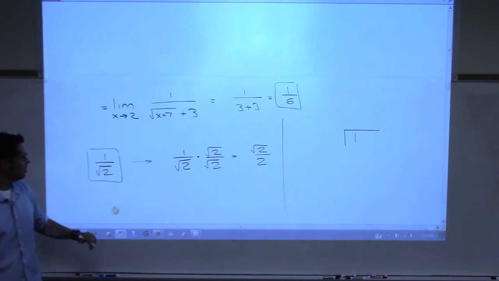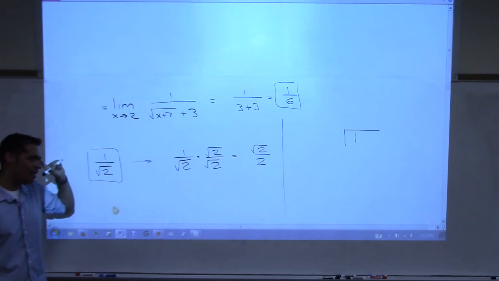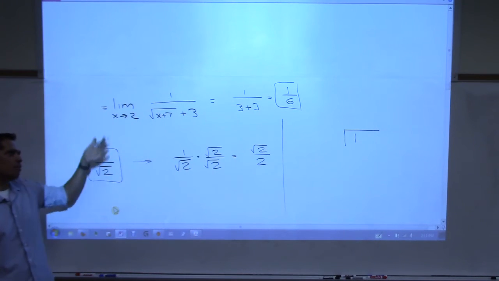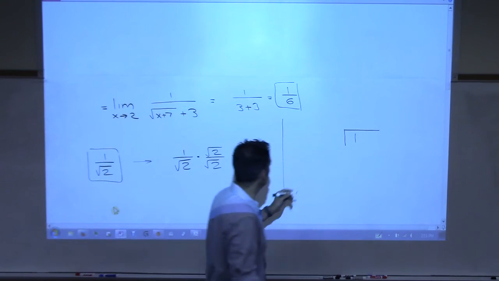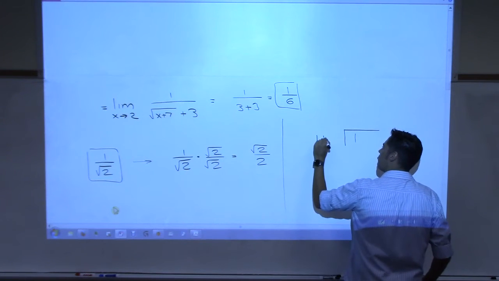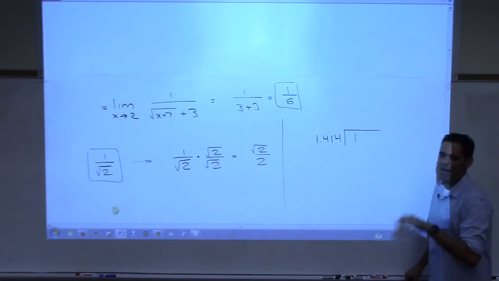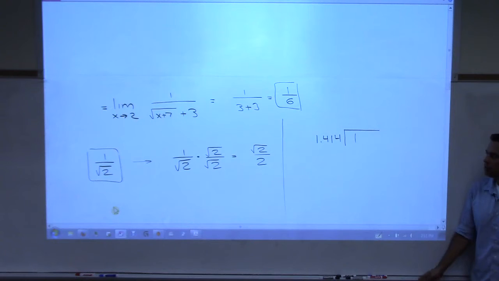Okay, so back to this. We're trying to do this by hand without a calculator. I have to do this. I know, because I come before the days of calculators, that root 2 is about 1.414, okay? So try and do this by hand. That's not fun, is it?